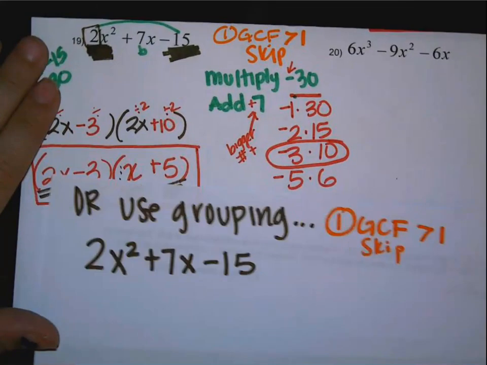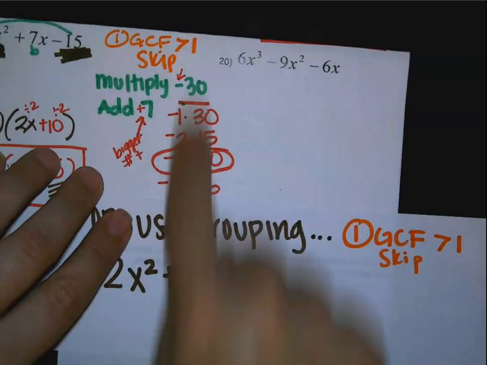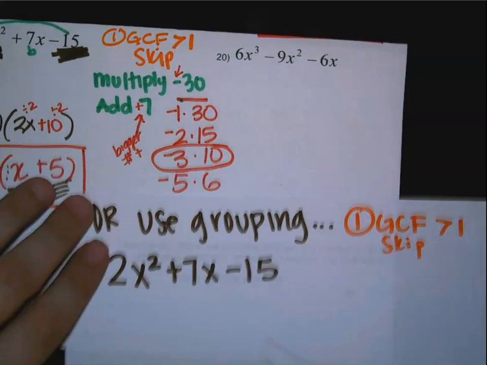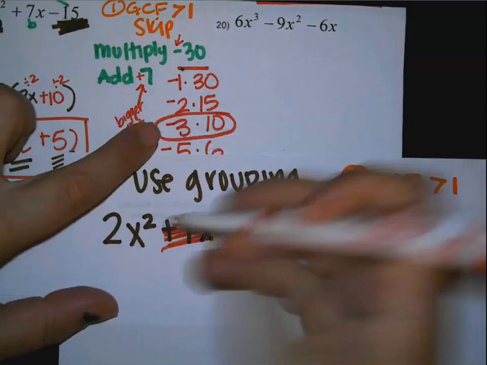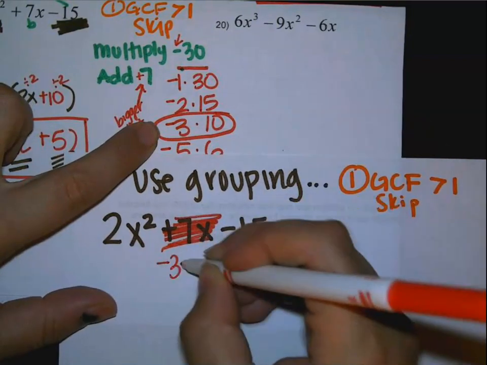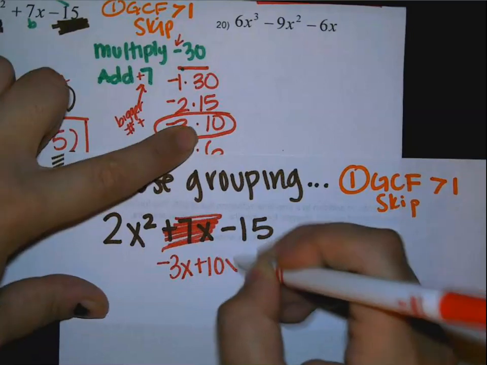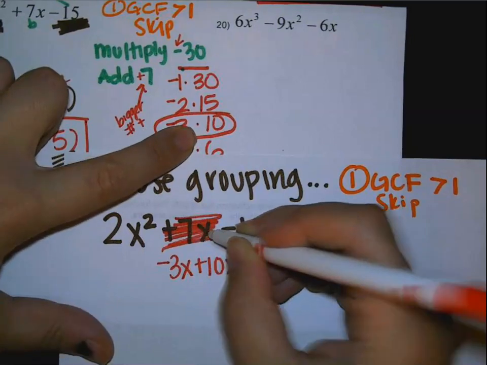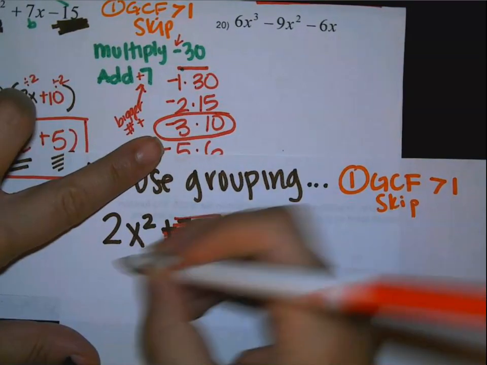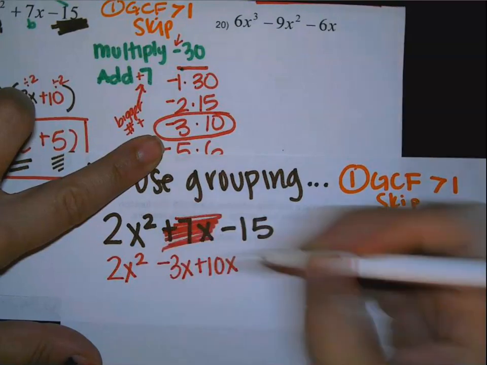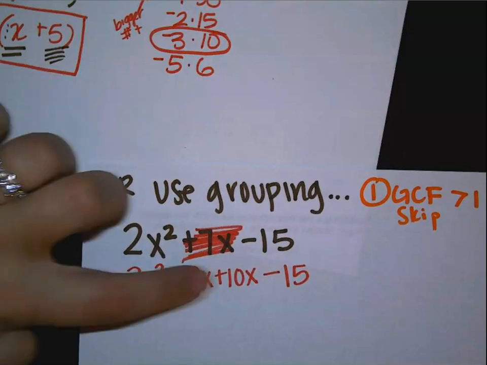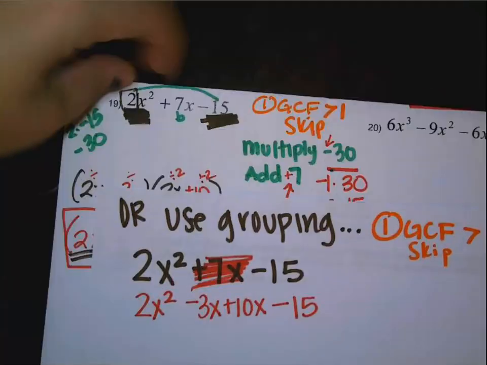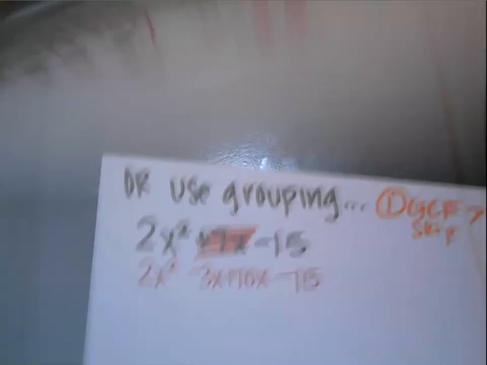Now I'm going to do it again with grouping. So grouping is the same steps here, except with grouping, you're going to take this one out, get rid of it, and replace it with negative 3x plus 10x. So 7x is the same thing as negative 3x plus 10x. So in other words, the other method is to change the problem to have 4 terms. 1, 2, 3, 4. Whereas this method, you keep the 3 terms.